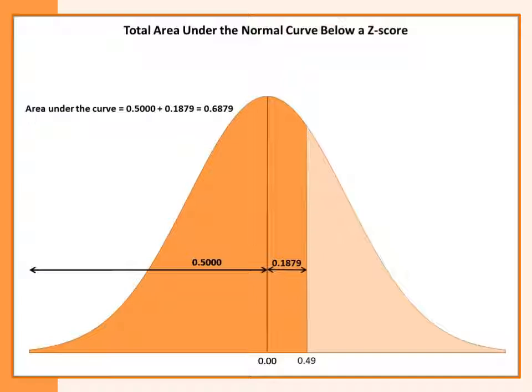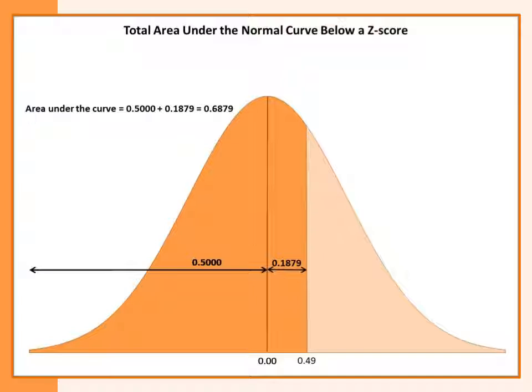Placing the z-score value of 0.49 at the base of our graph of the normal curve, we highlight the area between the mean of 0 and a z-score of 0.49, and we see that 0.1879 area under the curve falls between those two values.